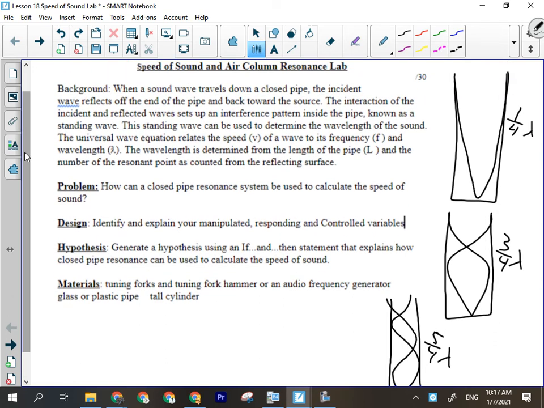equipment that we have. That standing wave can be used to determine the wavelength of the sound. The universal wave equation relates the speed v of a wave to its frequency f: v equals f times lambda. Wavelength is determined from the length of the pipe because we know how much of the wave is in the pipe at the 3 resonant points that we are going to discover.